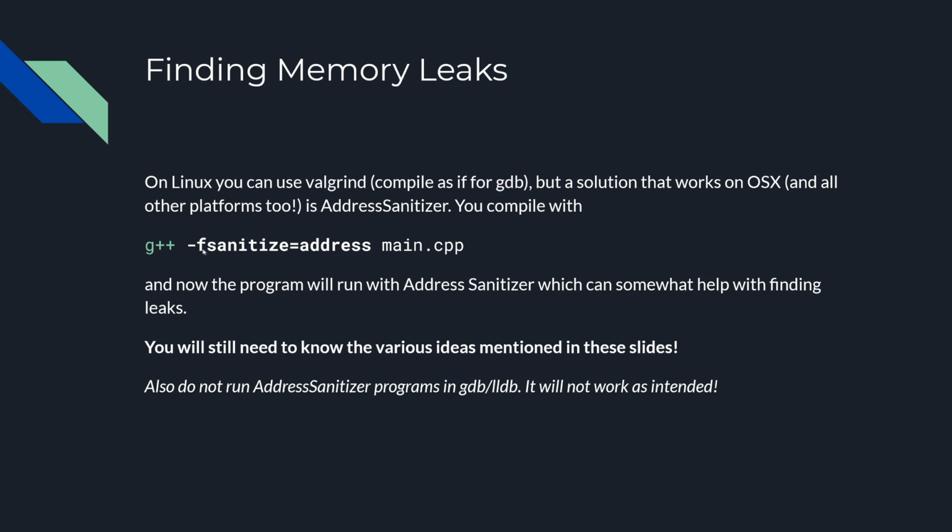g++ -fsanitize=address. You can also do a -g if you want. That could help, but this is the most important part. This puts the address sanitizer on there. So now whenever you run the program, it runs with address sanitizer, and it can help with finding leaks. It's not perfect. It can sometimes miss things, and it sometimes isn't great with doing output, but you can configure the address sanitizer in multiple different ways. This is just the basic configuration. I encourage you to look up more about it if you are going to be using it a lot.